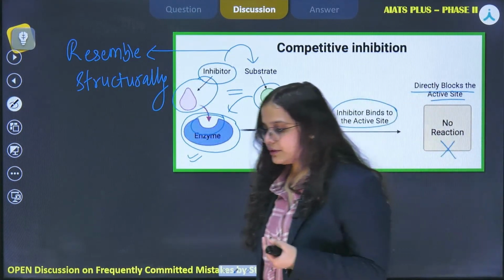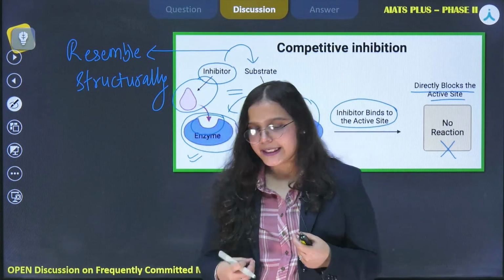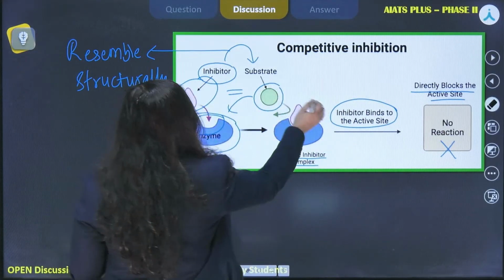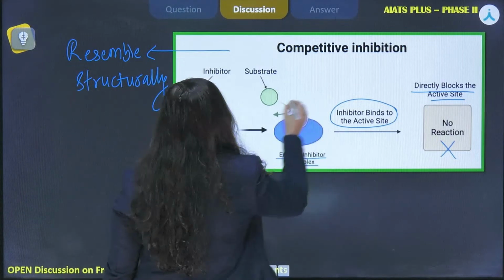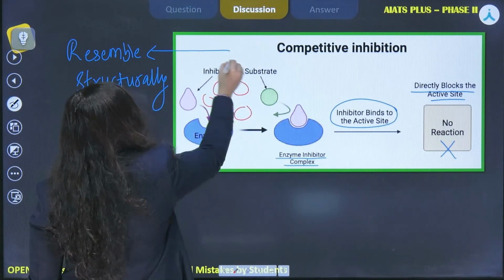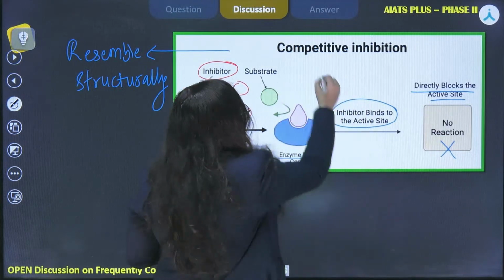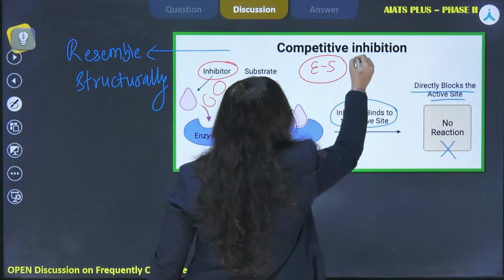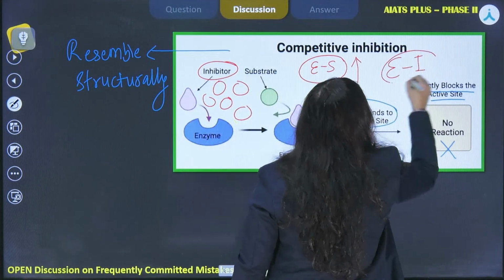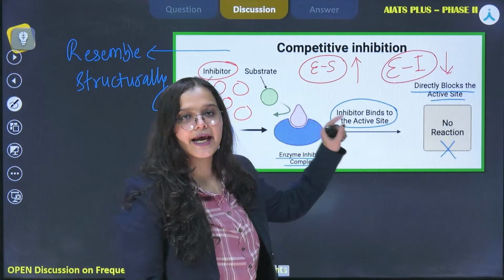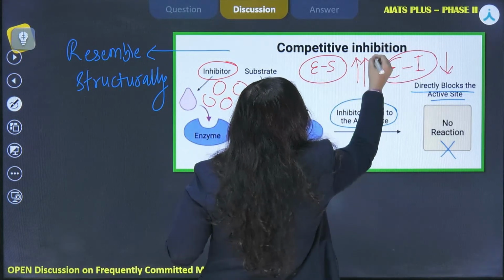Now, one of the important features of competitive inhibition is that it can be overcome by adding more substrate. Basically, if there are more substrate molecules as compared to the inhibitor, the substrate will be able to bind to the active site, and there will be formation of more enzyme substrate complex as compared to the enzyme inhibitor complex, and therefore the rate of reaction can be restored by increasing the concentration of substrate.